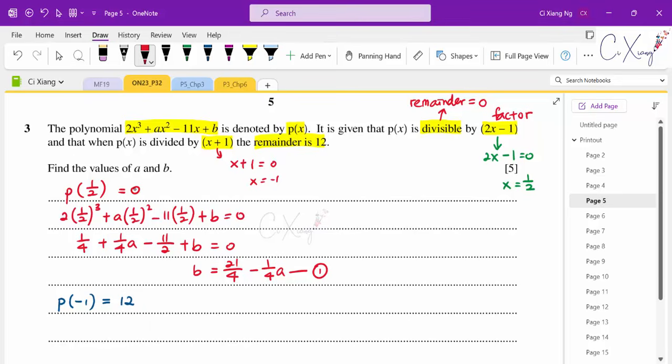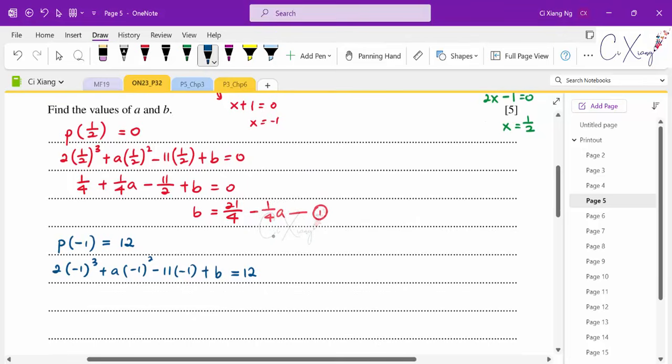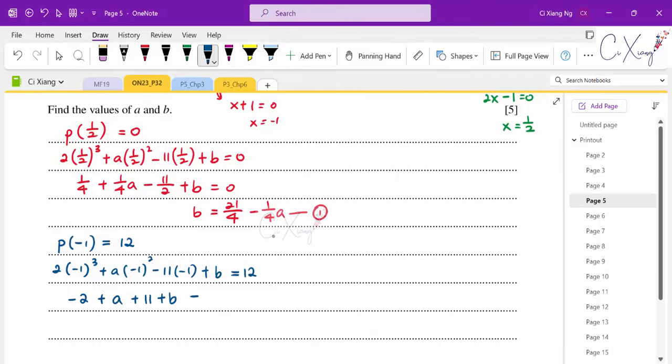Just now it was remainder 0, right? So now it's remainder 12. So again, from here you will get the second equation. I'm having 2(-1)^3 plus a(-1)^2 minus 11(-1) plus b equals 12. Okay, so simplify my equation here. If I didn't make any careless mistake, by right I should have -2 plus a plus 11 plus b equals 12. So b equals 3 minus a. I'm having this as the second equation.